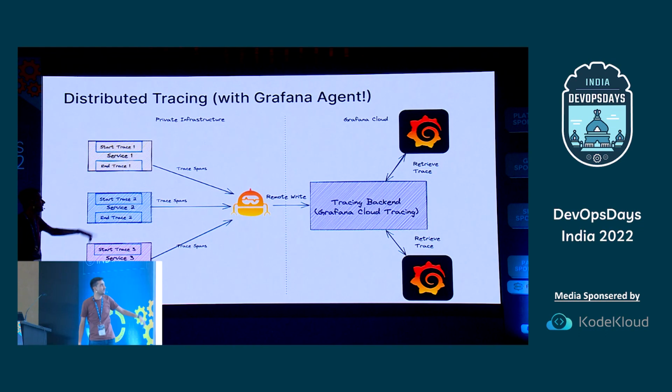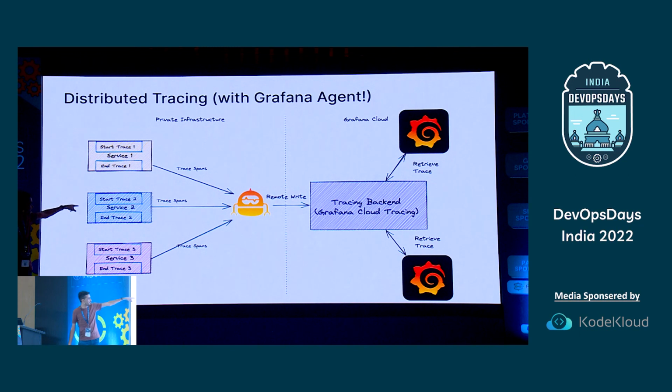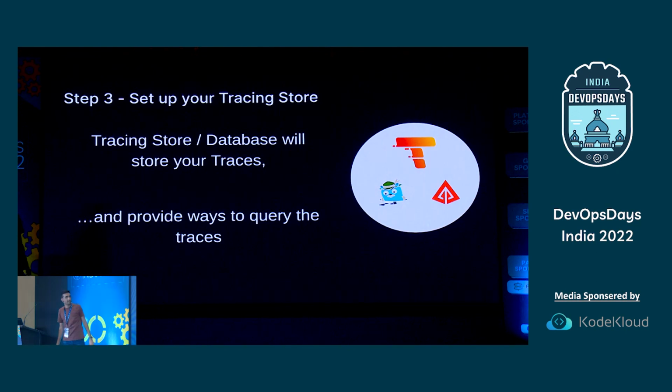In this example, what you see is that robot-looking thing is Grafana Agent, and there are three services, and they are pushing spans to the agent. And the line indicates that this is the infrastructure boundary. So all this is running in your infrastructure, and then the agent will collect all the spans, batch them, and then push them to whatever tracing backend you are using. Grafana Agent can push to any tracing backend. It doesn't have to be Grafana-specific stuff. You can push to any OTel-compatible backend, Jaeger, Zipkin, through Grafana Agent. And then you obviously query it, right?